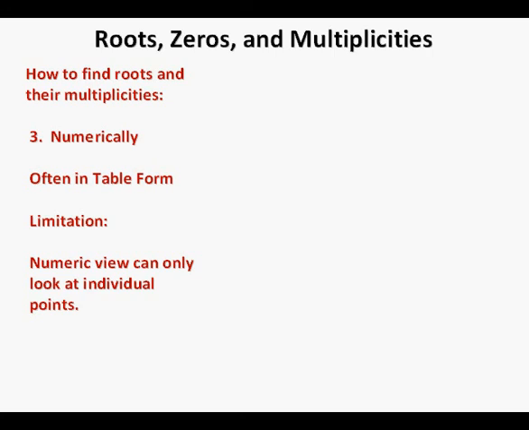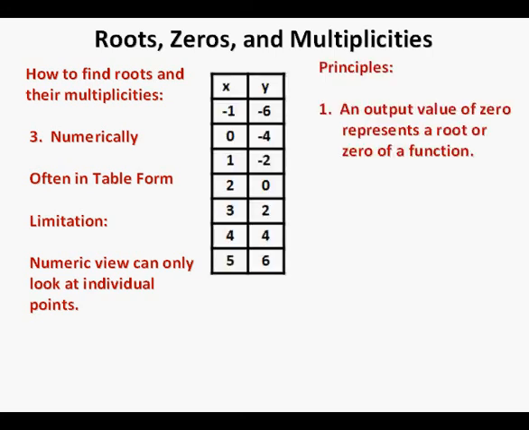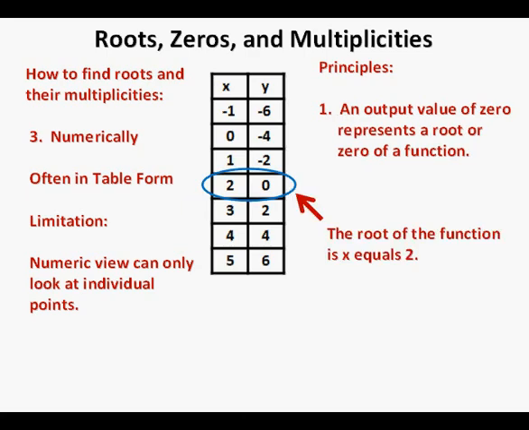Here's the first table we'll look at. The thing we need to look for when determining roots and zeros is to check the y values. Whenever we see an output value of 0 in a polynomial function, we have a root or a 0 of a function. So this table shows a root or 0 at x equals 2, or we would say the value of the root is 2.